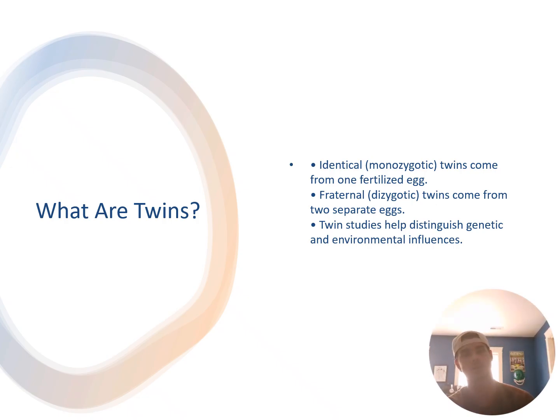For starters, there are two main types of twins. There's identical, which is called monozygotic, and there's fraternal, which is called dizygotic. The biggest difference between the two is that monozygotic twins develop from a single egg that eventually splits into two embryos, versus the fraternal twins, the dizygotic twins, who come from two separate eggs that were fertilized by two different sperm cells. So they don't share identical DNA.